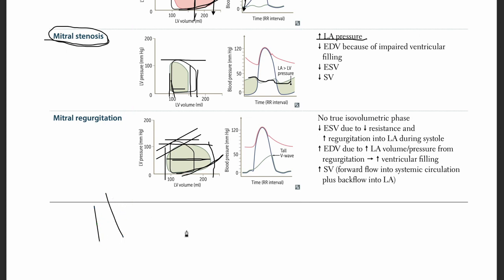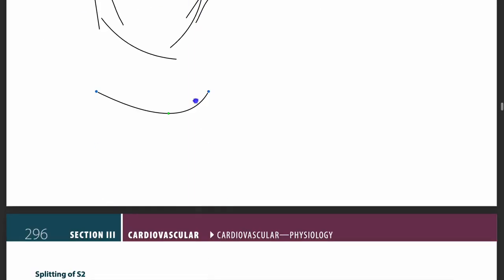Now it also has the mitral valve that's regurgitating. So when the left ventricle pushes into the aorta, it also ends up pushing a little bit through this. That's why you have a decrease in end systolic volume due to the decreased resistance and increase in regurgitation into the left atrium during systole. So this is going to push it in. Okay.